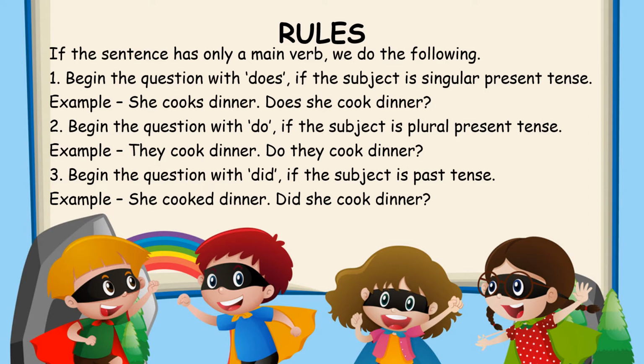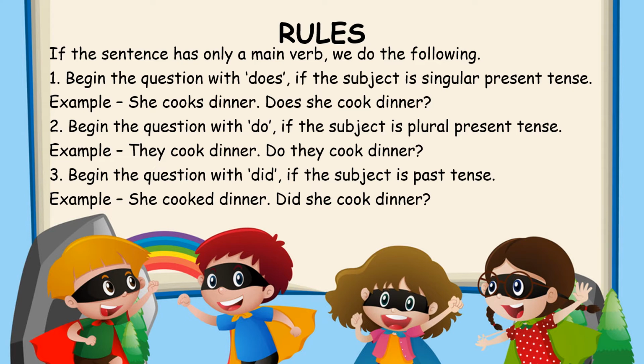Now, our next rule. If the sentence has only a main verb, we do the following. So when you get a sentence that has only a main verb, no helping verb, what should we do? Begin the question with does if the subject is singular present tense. So if the subject is singular and the verb is present tense, you should begin the question with does. For example, she cooks dinner. In this sentence, cooks is present tense, she is singular. So then you will begin the question with does.